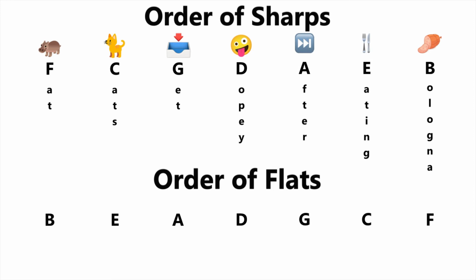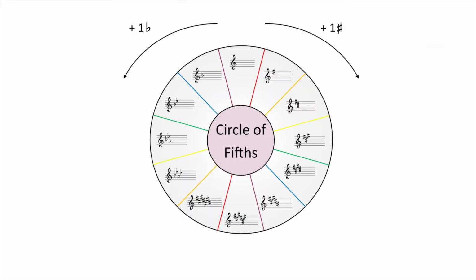Okay, now that we know this, let's go back to the circle of fifths. So we start at the top with no sharps or flats. Then we add 1 sharp, which is fat, F. Now let's take this one here, 4 sharps. So we have fat cats get dopey, F, C, G, and D. And if we do the same for flats, 3 flats is big elephants always, B, E, A.